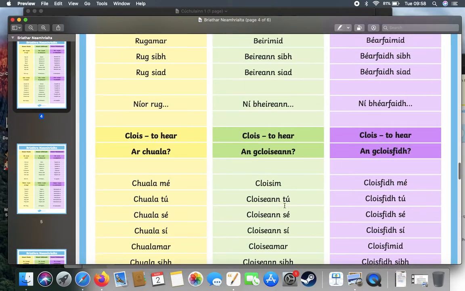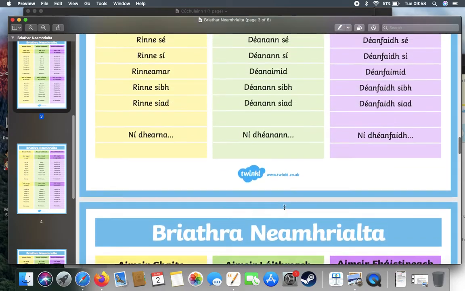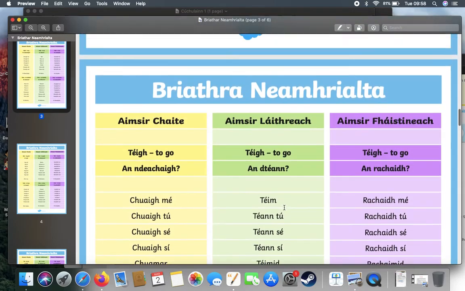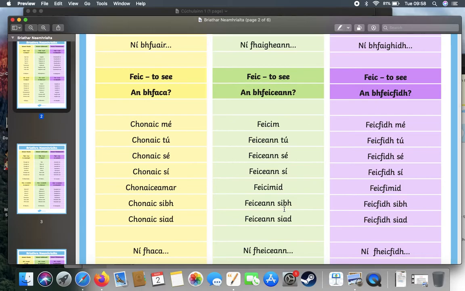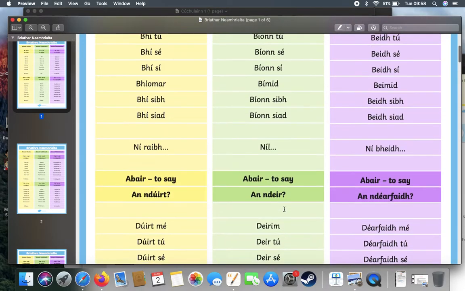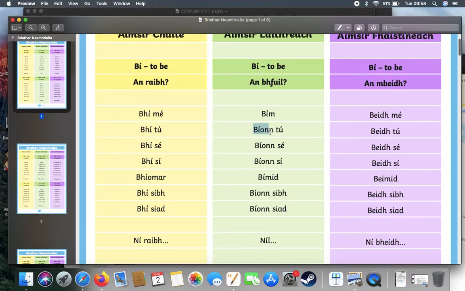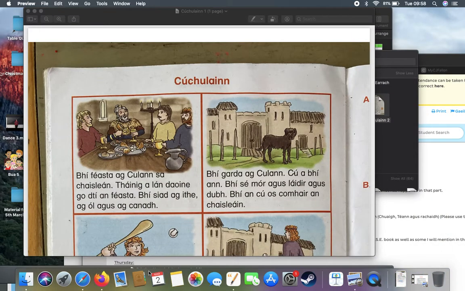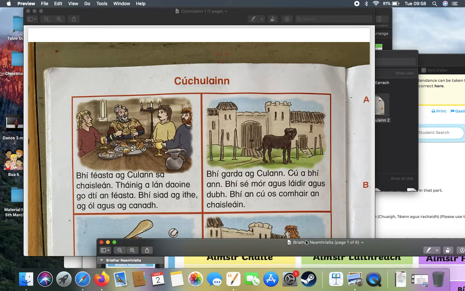Chuala changes to cloiseann. Rug changes to beireann. Chuaigh changes to téann. Chonaic changes to feiceann. Fuair, if it's there, changes to faigheann. I don't think it's there. V changes to bíonn or tá. Tá with a fada.